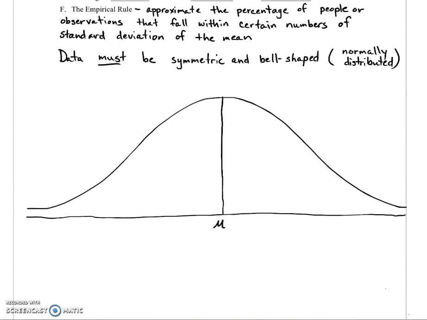Now, I'm going to use different colors to make these stand out. So what I have just drawn is one standard deviation on either side of the mean. So on the right, it is the mean plus sigma, and on the left, it is the mean minus sigma. Remember, sigma is the population standard deviation.